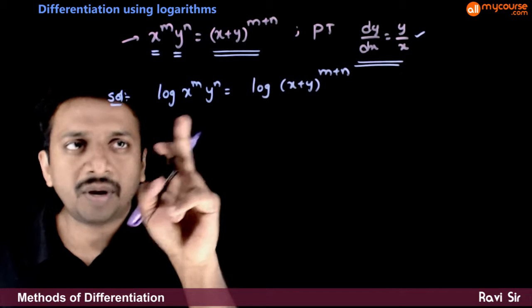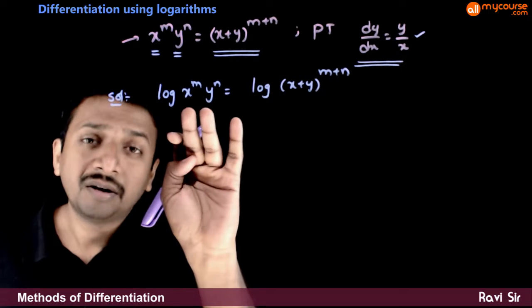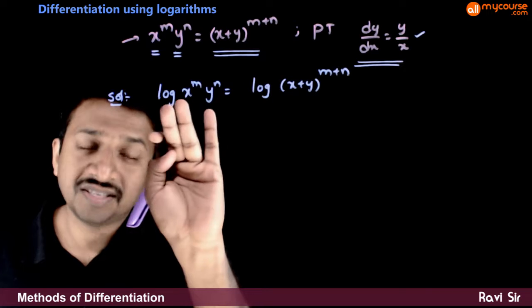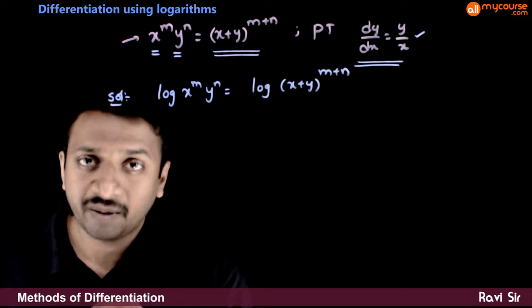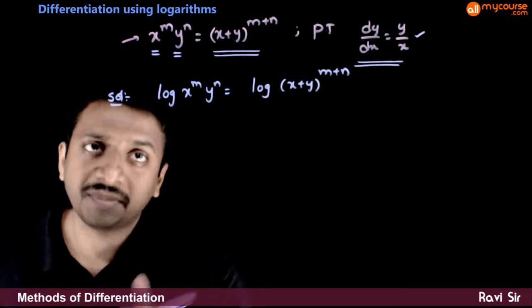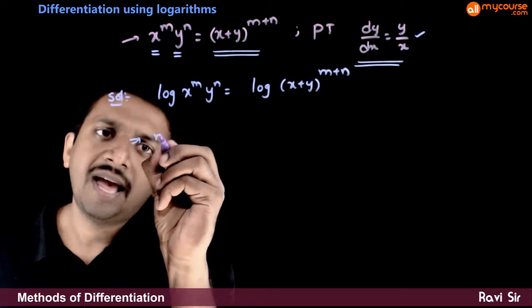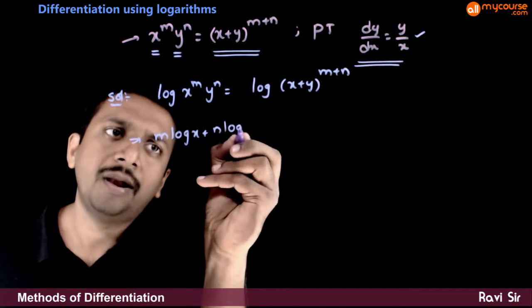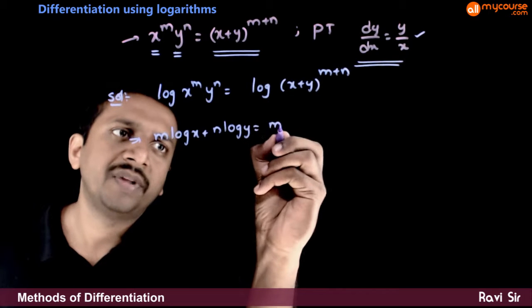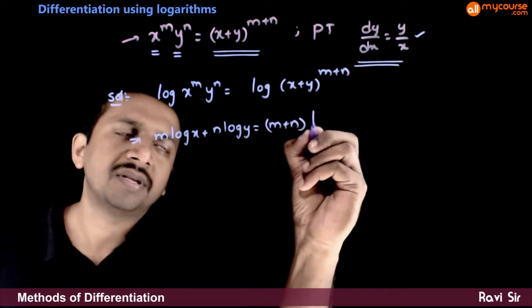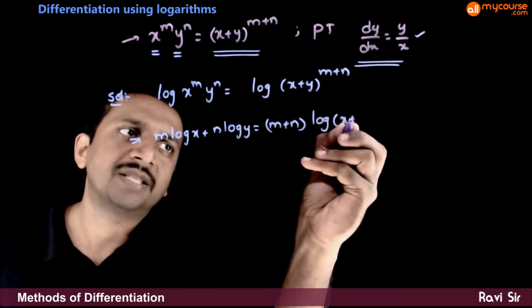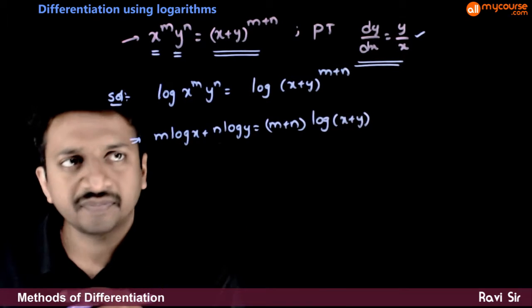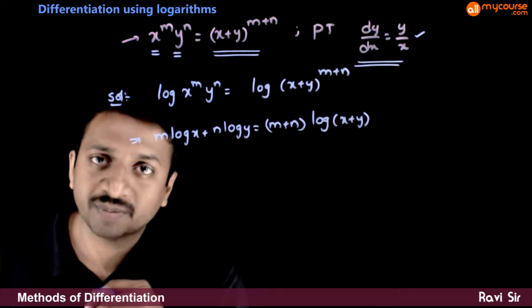We know that powers come out, and if you have multiplication of two functions inside log, if you separate them, then convert into sum. So this implies m log x plus n log y is equal to (m plus n) times log of (x plus y). (m plus n) times log of (x plus y).